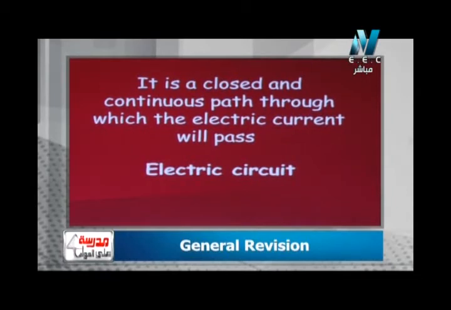And we must concentrate and differentiate between electric circuit and electric current. Circuit is the electric circuit, but electric current is the electric current. So again, it's a closed and continuous path. If you find just the words closed path, it will be the electric circuit. Again, it's a closed and continuous path through which the electric current will pass. It will be the electric circuit.